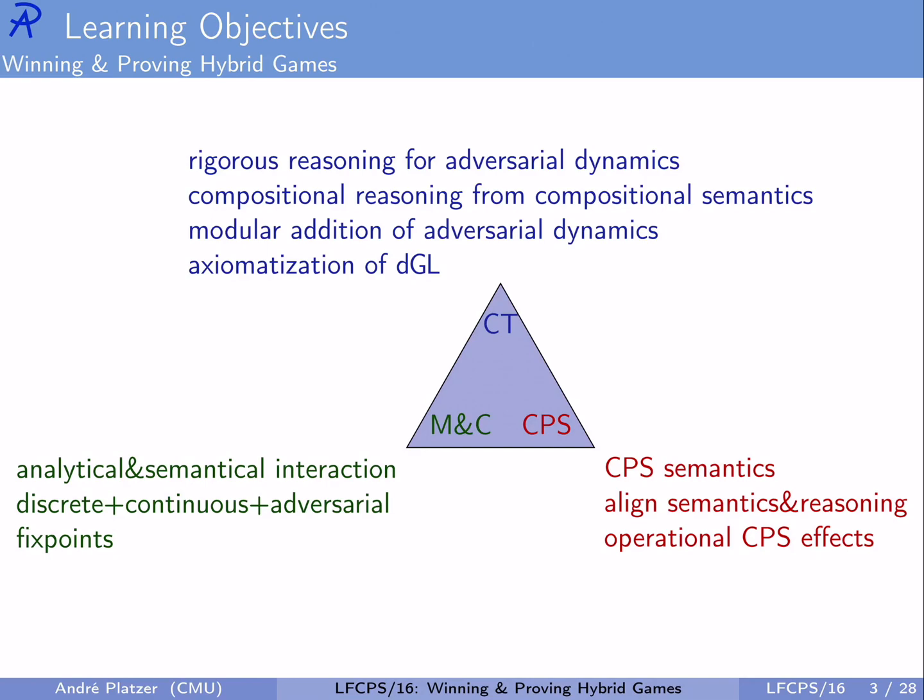From this alignment, we'll also develop a better operational intuition for CPS effects that involve adversarial principles. In fact, before we even go ahead and do anything like this, I encourage you to try and develop reasoning principles for hybrid games from the semantics that we saw, and then compare with what we're developing here.